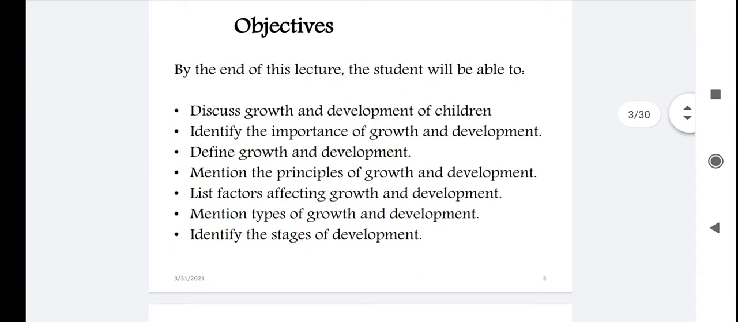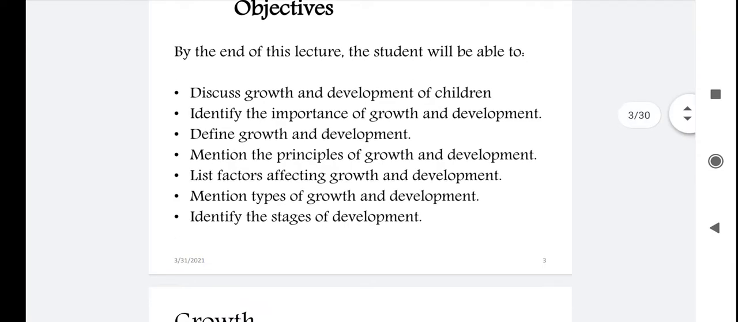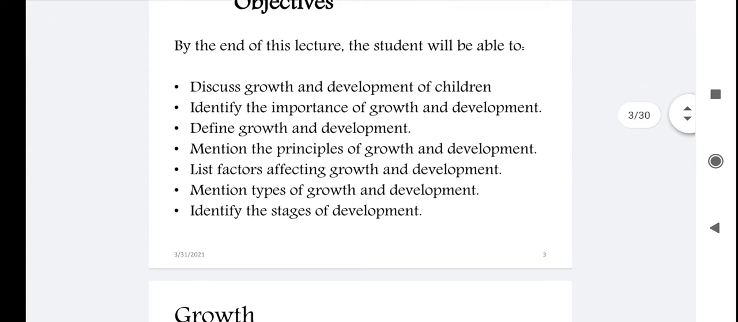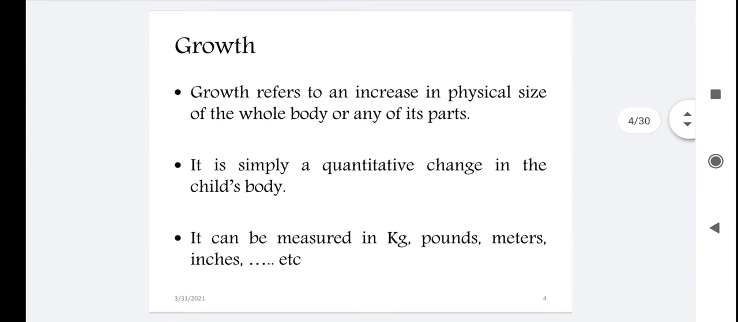Objectives of this lecture: by the end of this lecture, the student will be able to discuss growth and development of children, identify the importance of growth and development, define growth and development, mention the principles of growth and development, list factors affecting growth and development, mention types of growth and development, and identify the stages of growth.